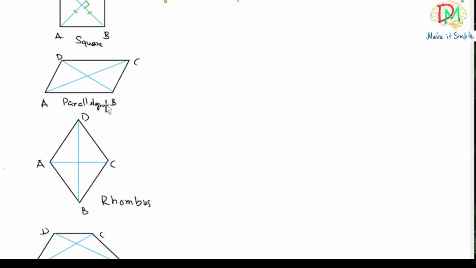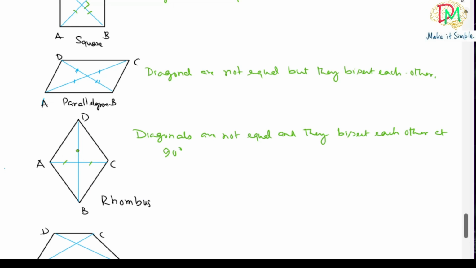For the parallelogram, in this figure, the diagonals are not equal but they bisect each other. So we can mark on this diagram. Next is rhombus. In the figure of the rhombus, AC and BD are the two diagonals and they bisect each other at 90 degrees, but they are not equal. So we can mark here these two lengths are equal, and the angle is 90 degrees.